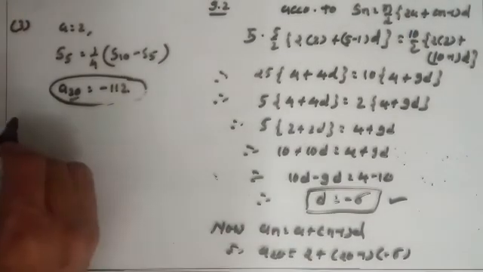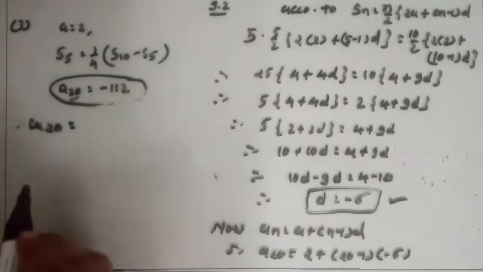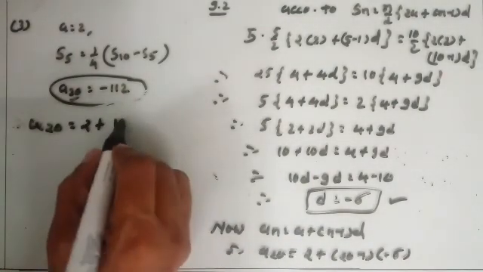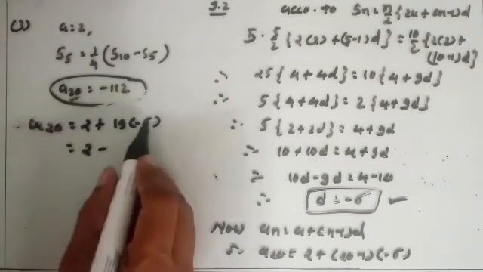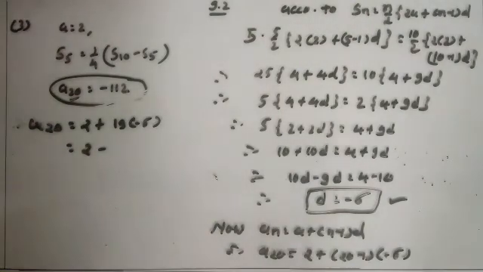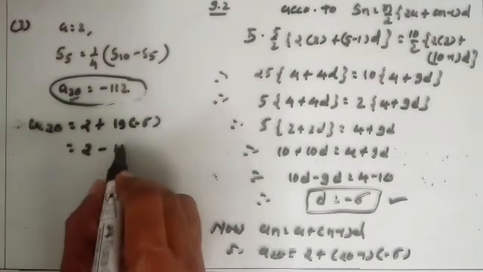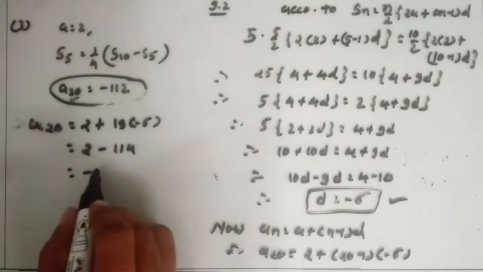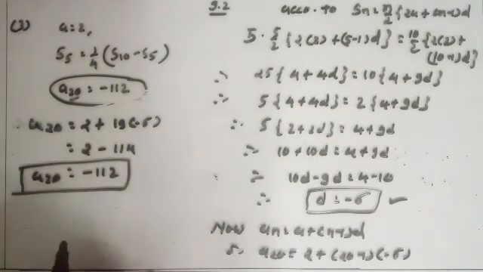Now simplify this. Therefore a20 is equal to 2 plus 20 minus 1 becomes 19 into minus 6. So it is equal to 2 minus 19 into 6. Here 19 into 6 is equal to 114. So it is equal to 2 minus 114, which is equal to minus 112. So the 20th term is equal to minus 112. Clear?